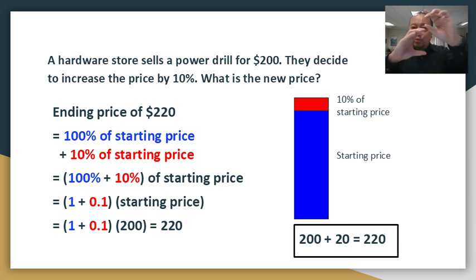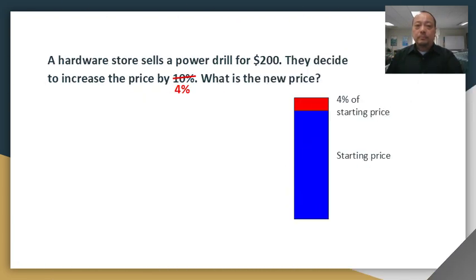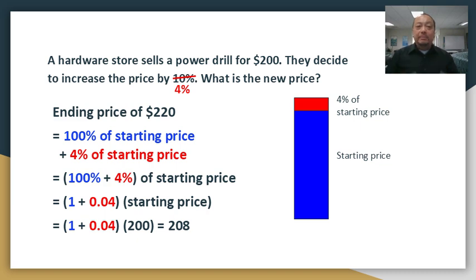What do you think happens when the percent change is not 10%, but something else, let's say 4%? The diagram still looks the same, just that the 10% on top is now 4%. If we look at the math, the 10% becomes 4% throughout, but the 100% stays the same. Because when we do percent change, we must always start with the starting value, all 100% of it, all of it. The blue bar will always be there.